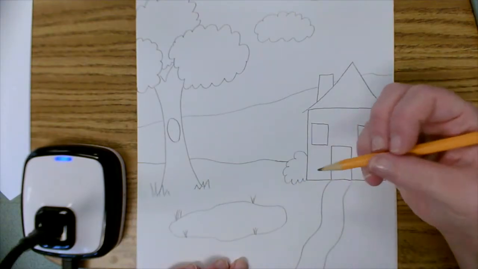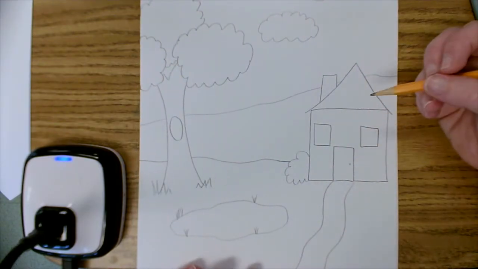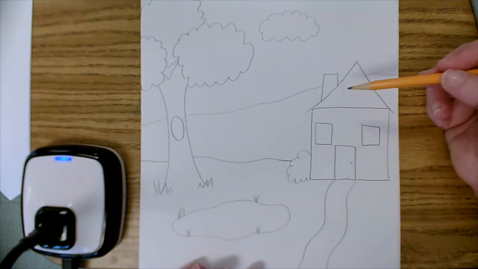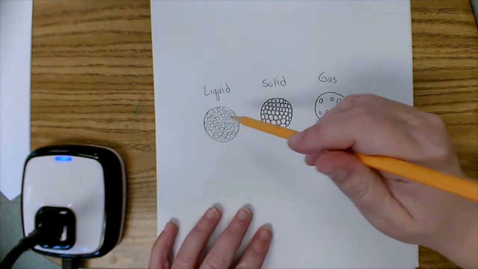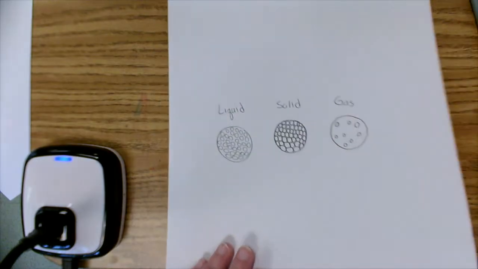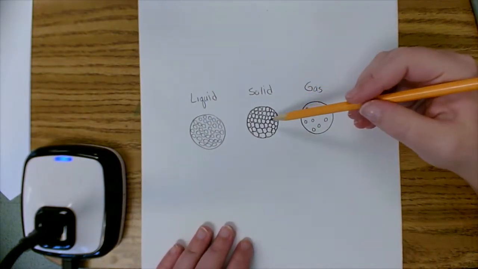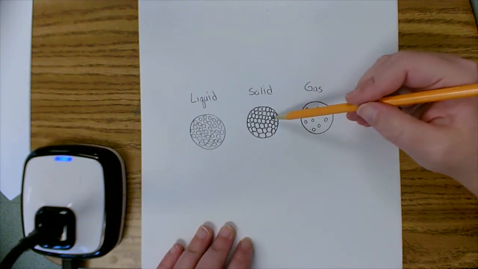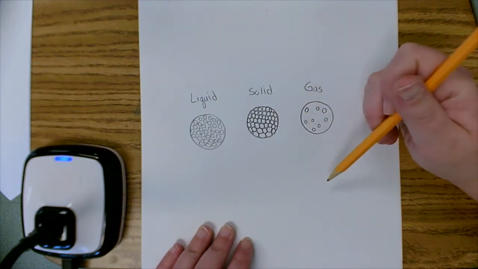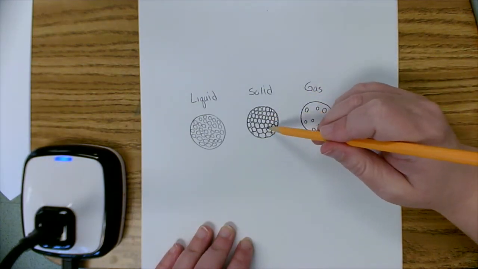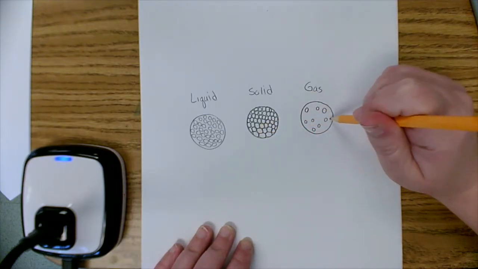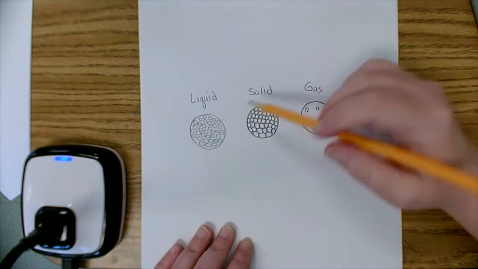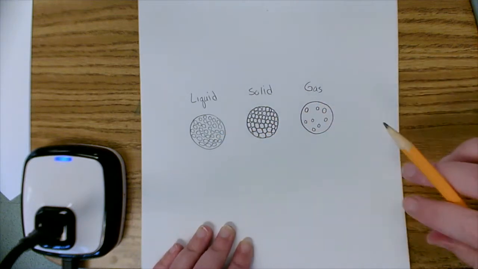And when we go to color this in, we are going to be using the solid, liquid, gas technique, okay? So if something is a solid, we are going to be making these circles on our picture with the tight little molecules. If it's a gas, we're going to be spreading them out. And if it's a liquid, we're going to be making them so they can move around.